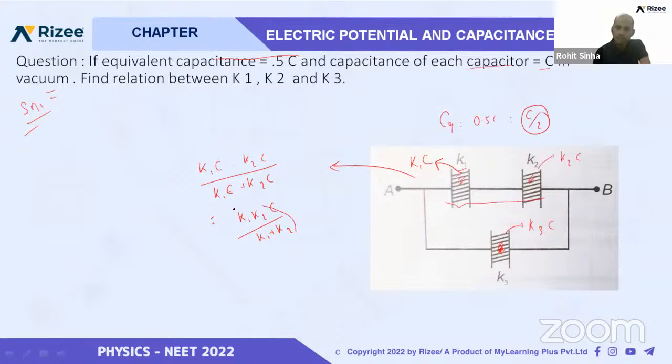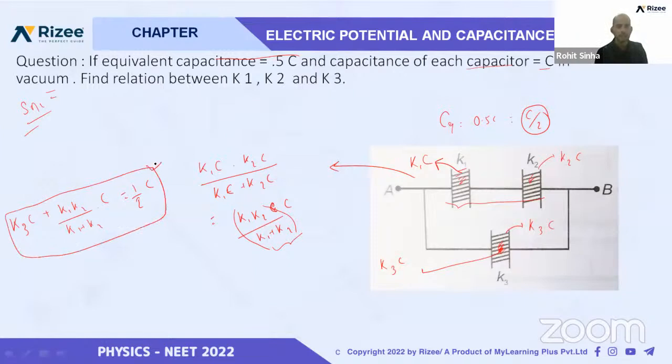If you have studied the grouping technique of two dielectrics, if two dielectrics K1 and K2 are in series, their equivalent is obtained by this formula also. The third one is K3C, in parallel with this. We can write K3C plus K1 K2 by K1 plus K2 into C. The equivalent given is 1 by 2 C. You can solve this and you will get the relation between K1, K2 and K3.